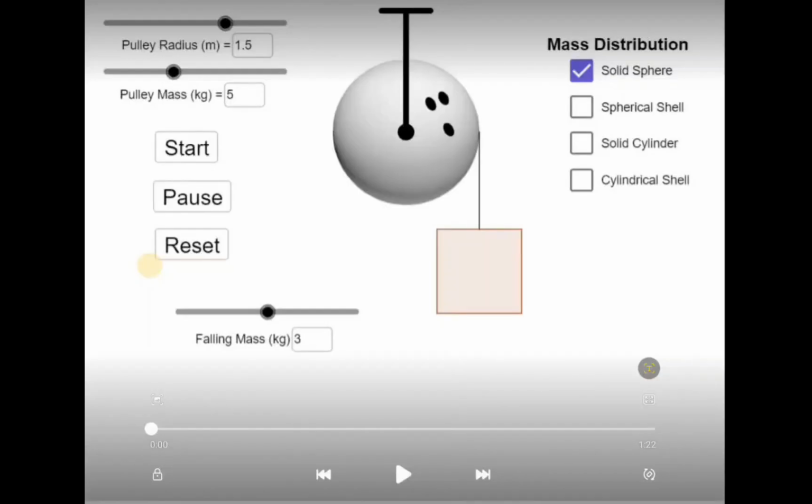3/2 g. Now in this model, the situation is quite different. We have here a solid sphere as a pulley, and we have here a mass hanged by this rope. In this case, we would like to calculate the net torque and the angular acceleration and the tangential acceleration.